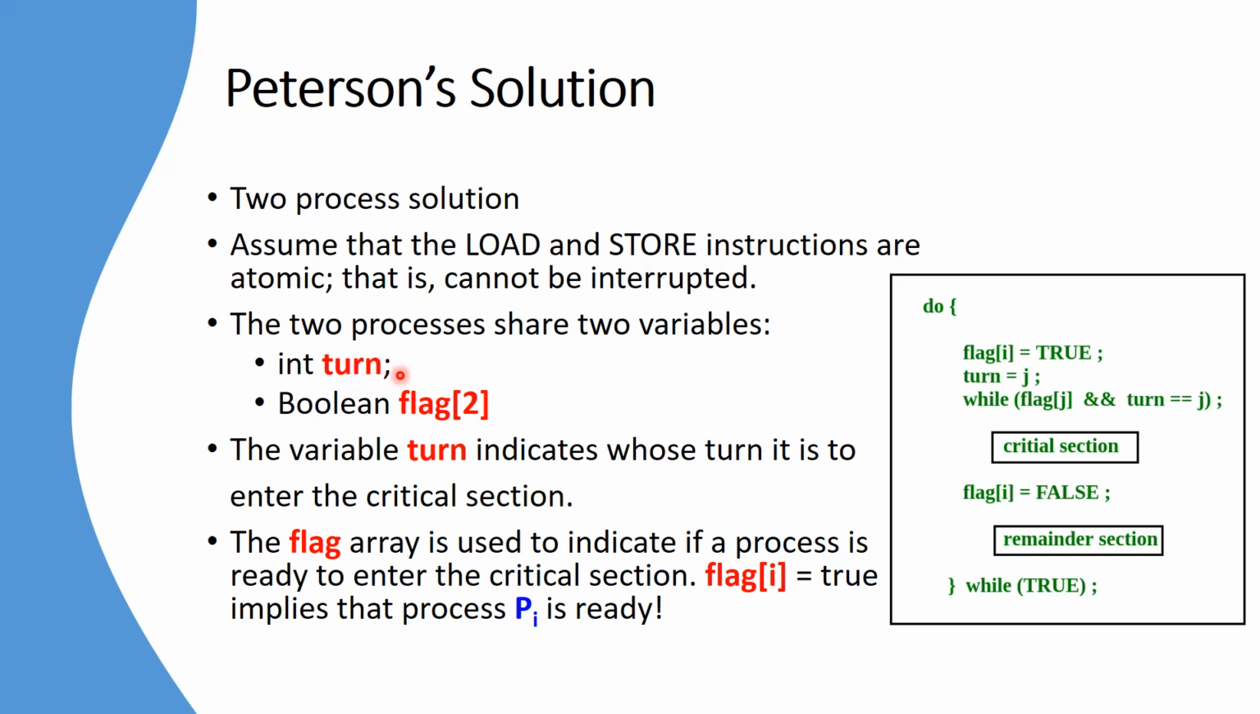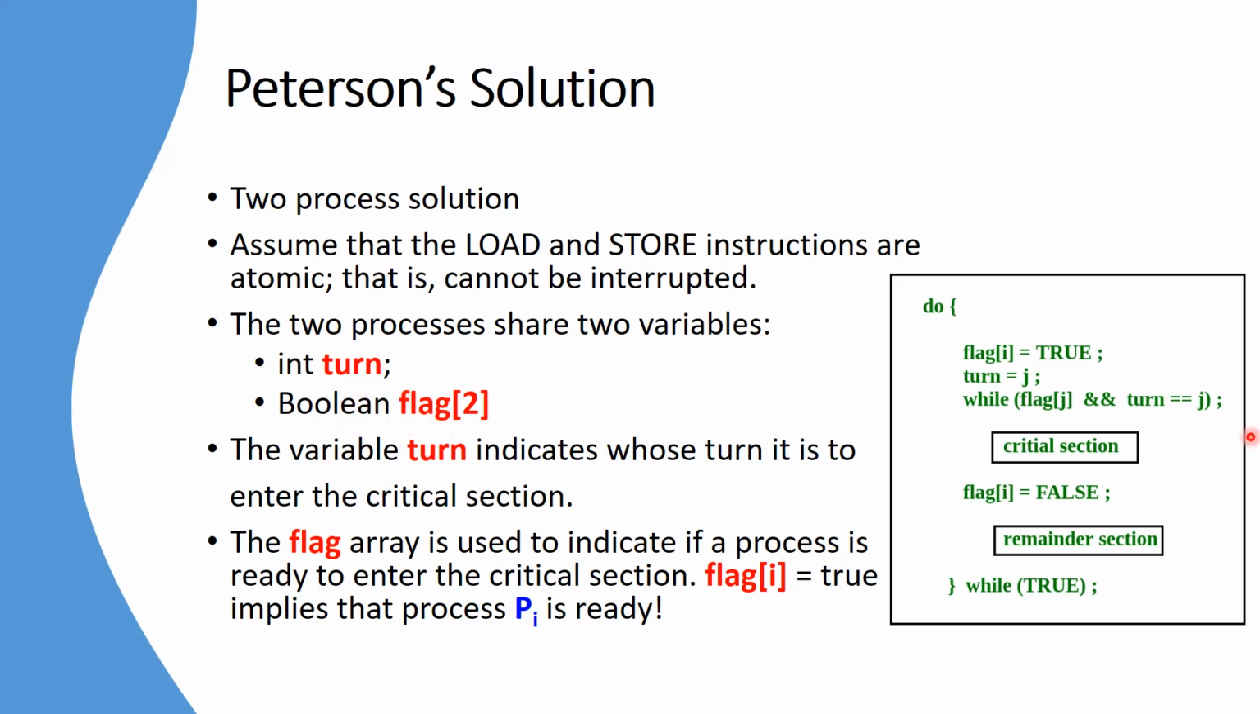So if the turn value is 0, process 0 will execute. If the turn value is 1, process 1 will execute. Similarly, the flag array represents flag of 0 and flag of 1. If it is flag of 0, that means process 0 is interested to enter. If it is flag of 1, that means process 1 is interested to enter. Or we can say process 0 is ready to enter and process 1 is ready to enter if both flag values 0 and 1 are set to 1. So these are the two variables, turn and flag, which are atomic.